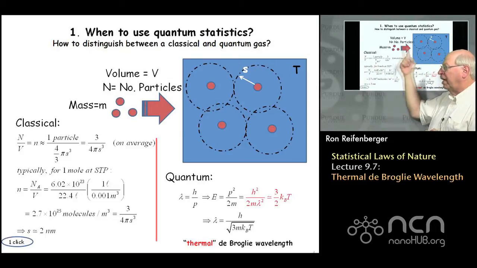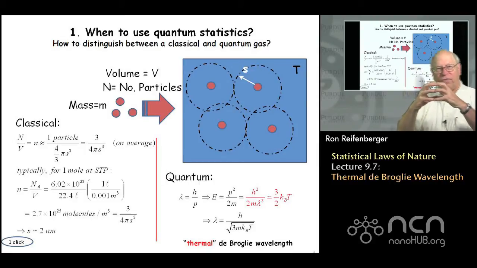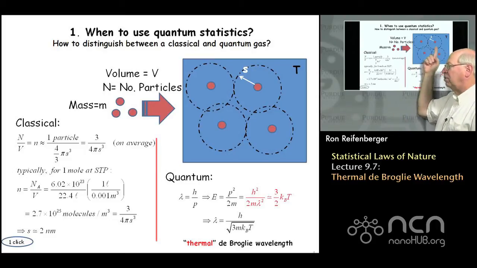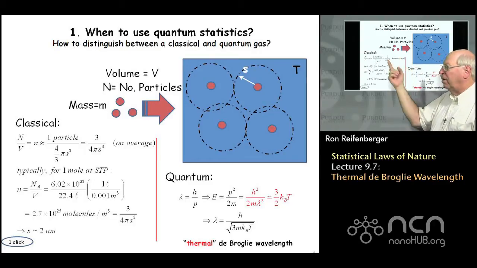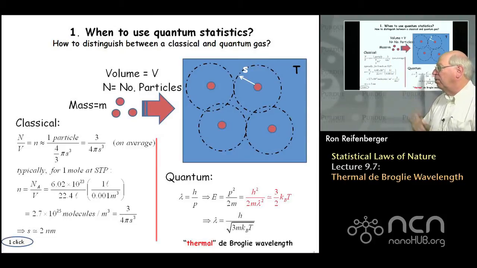So on average, you're going to have one particle in a volume which is 4/3 π s³. So these things that look like circles are really spheres, and the particle is constrained in the middle of that sphere. And since the separation between the particles is designated by this parameter S, we can assign an effective volume to each particle, which is just the volume of the sphere. And so that means that on average, the number density, the number of particles per cubic meter, is on the order of 3/4π s³, where S is this interparticle separation.